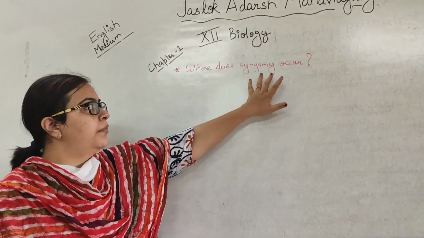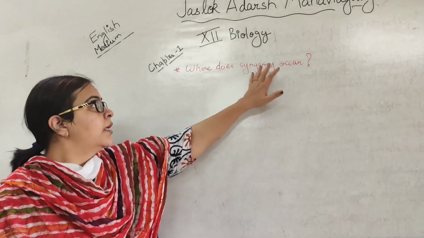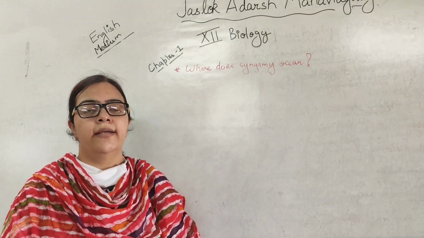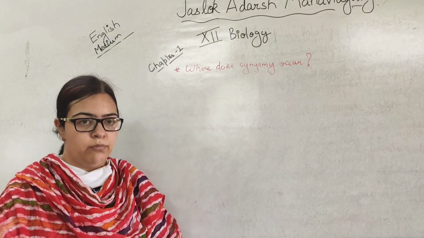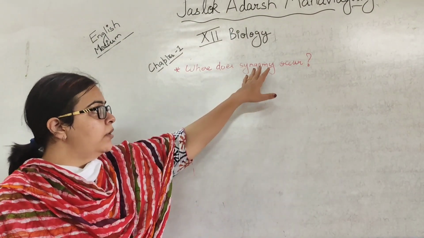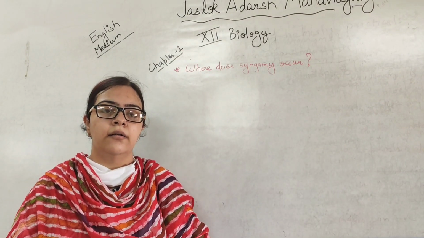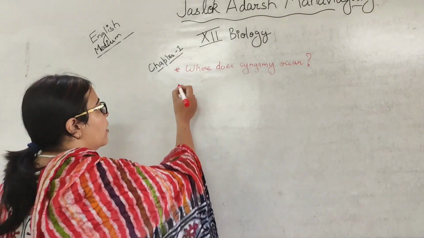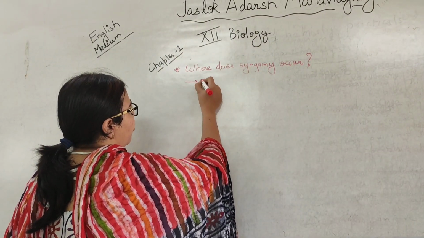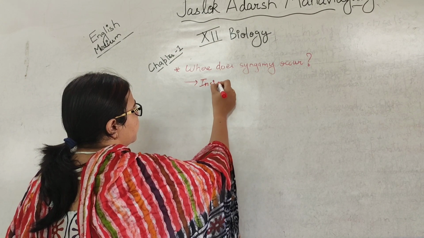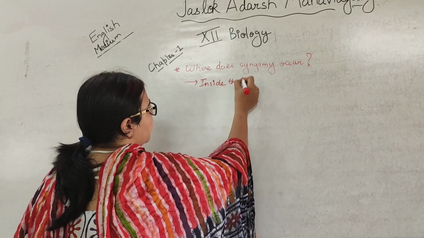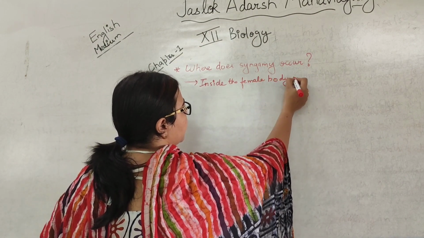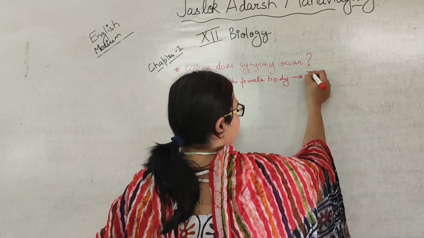Where does syngamy occur? Syngamy, that is fertilization, can occur inside or outside the female body. When it occurs inside the female body, it's called internal fertilization.